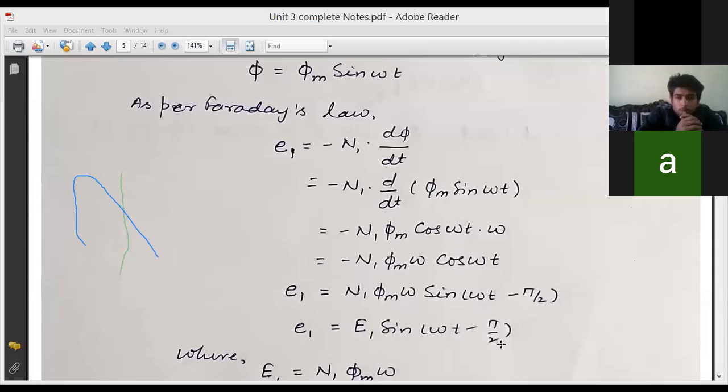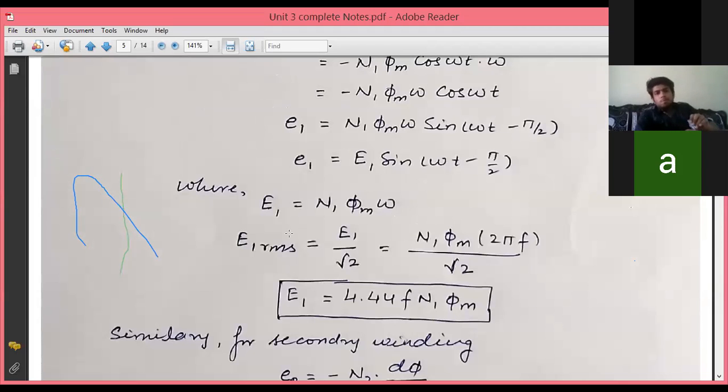Now in this expression, E1 is N1 into phi m into omega. Since it is the maximum value of this voltage, what would be E1 RMS? E1 RMS will be E1 by root 2, maximum value by root 2. We will replace omega by 2 pi f. Later on, we have the complete expression of the RMS value of the induced EMF in the primary winding, given by 4.44 f into N1 into phi m. You can see this root 2 will cancel root 2, and root 2 into pi will yield 4.44.